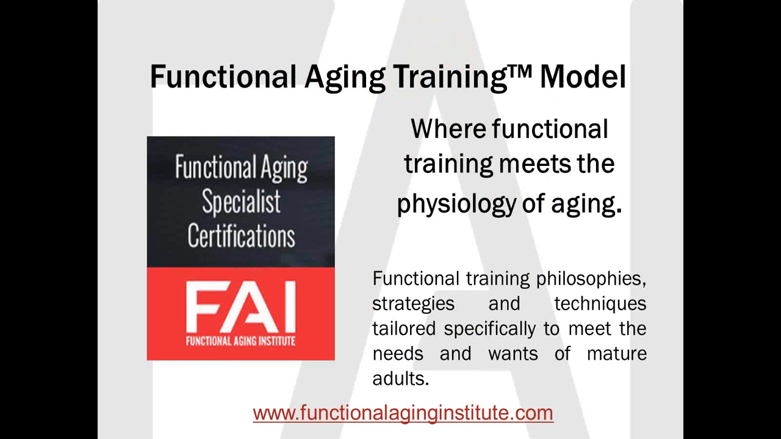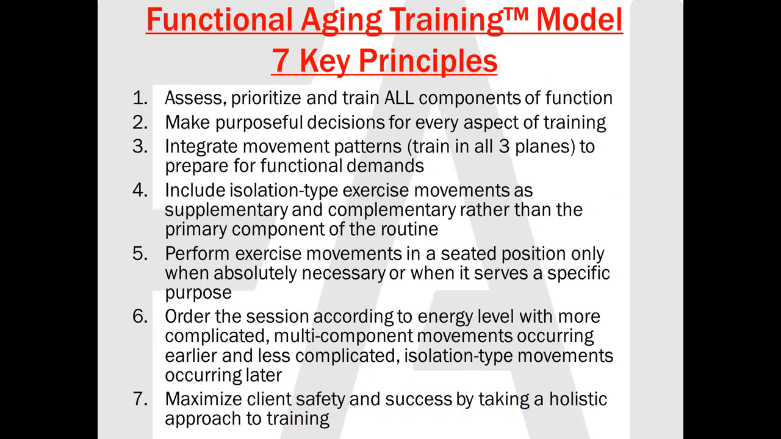So I usually tell people that our functional aging training model is where functional training meets the physiology of aging. And so I just want to cover really quickly the principles that we employ in this model, and then we'll move on to really applying this for different situations. So here are 7 key principles that we built this model on. Ideally, we'd really like to be able to assess, prioritize, and then train all components of function.